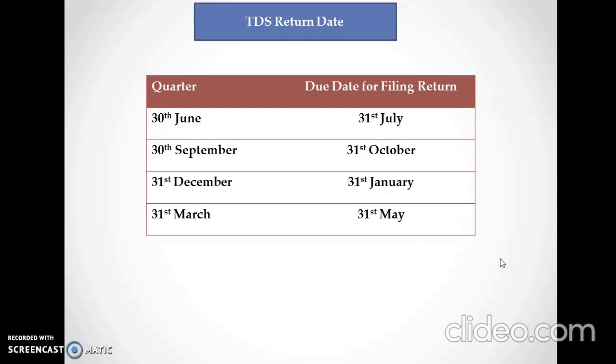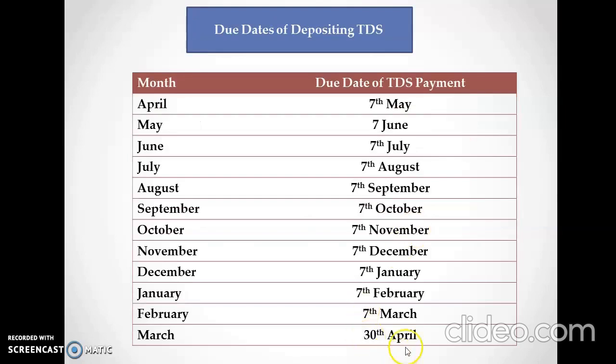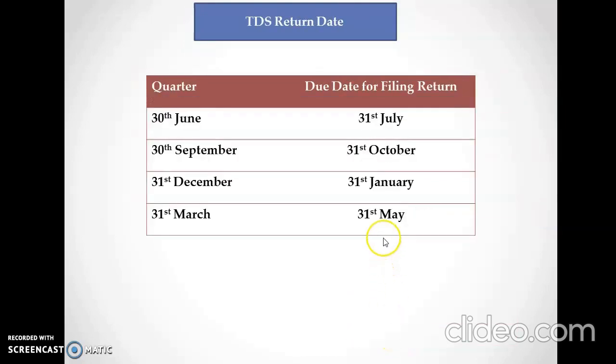Similarly, the second quarter ends on 30th September. Its last date of filing is 31st October. For 31st December, it is 31st January. But for 31st March, it is not April, because if you remember, till April we are just depositing the TDS. So we have one month extra. So it is 31st May. Till 31st May, we can file the return of the last quarter.